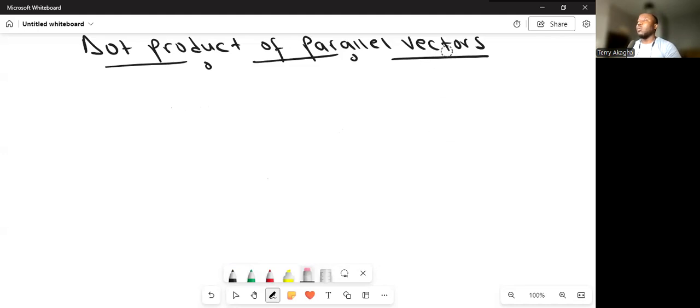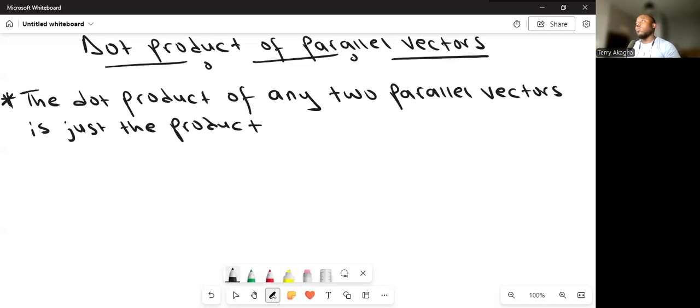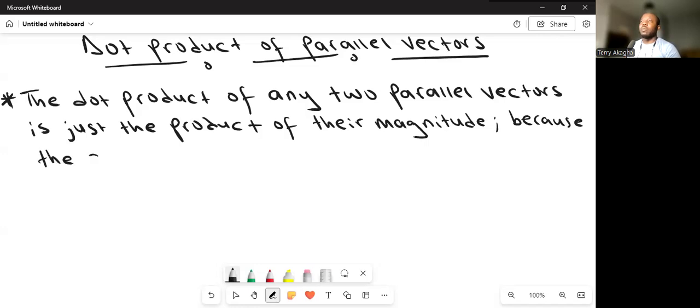So the first thing here, we're going to start. I said the dot product of any two parallel vectors is just the product of their magnitudes, because the angle between the two vectors is 0.